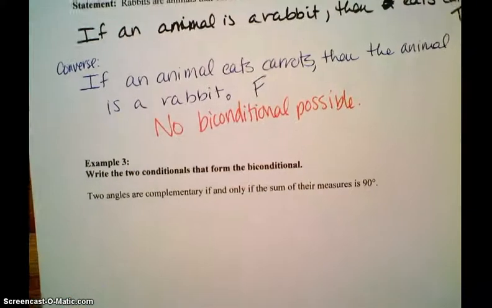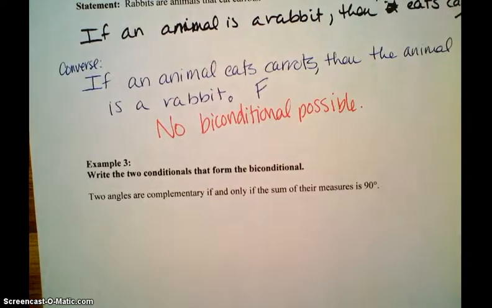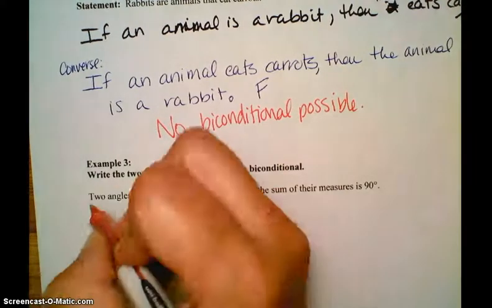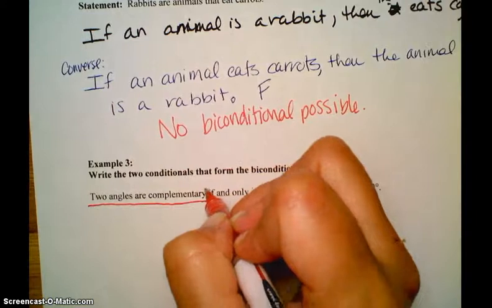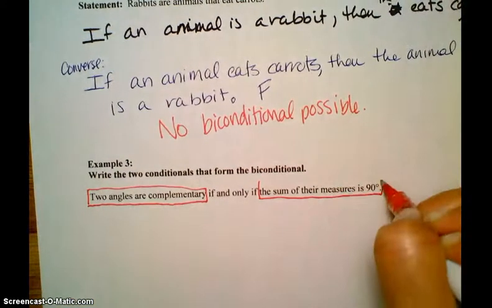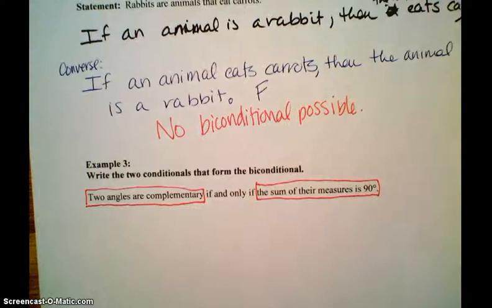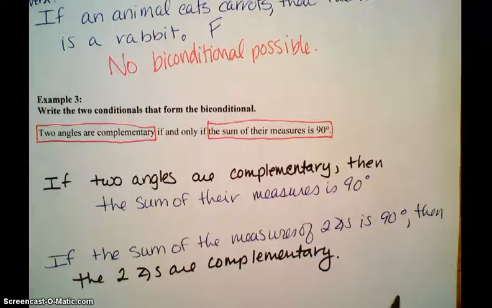In example 3, it's asking you to take the biconditional and rewrite it as the two conditionals. Okay, so in order to do that, the first thing I'm going to do is go ahead and underline the two statements that are going to be the hypothesis and conclusions of the statements I'm going to write. Okay, so we have that, and let's go ahead and write our statements. Okay, so I've taken those two clauses and I've used them both as hypothesis and conclusion in two statements, and you can see the two statements here.